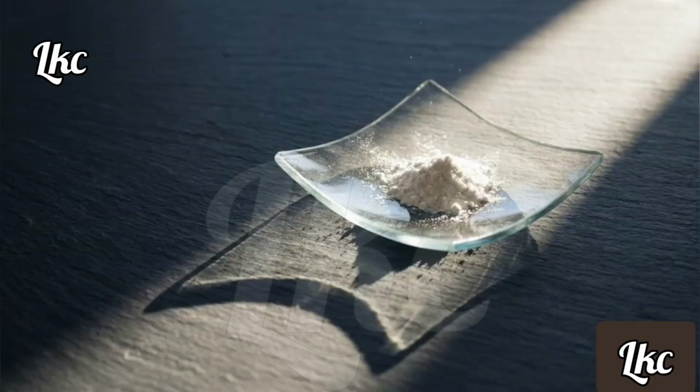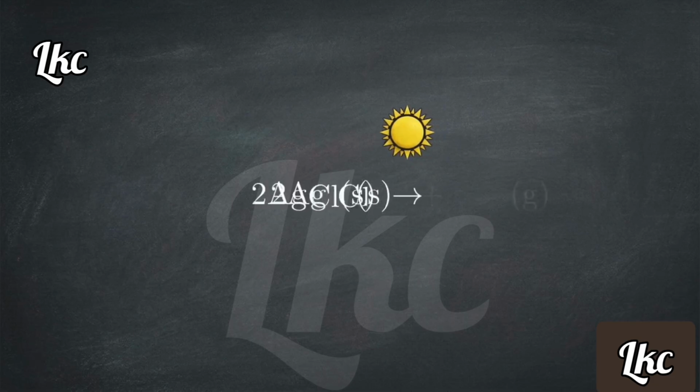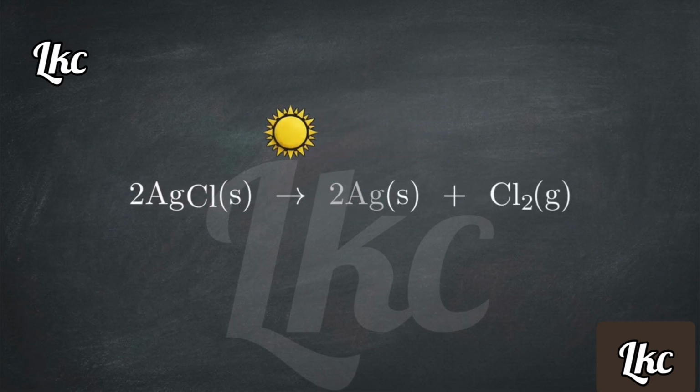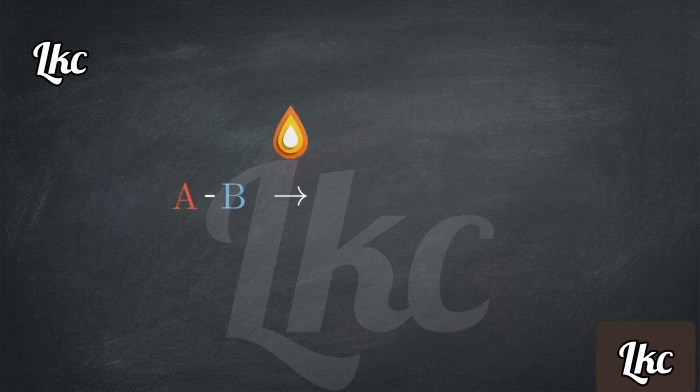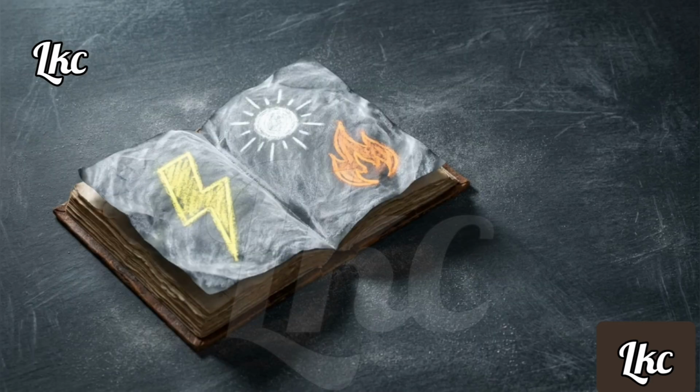A second pathway is photolytic energy, or light. White silver chloride powder will decompose into gray silver metal and chlorine gas simply by being exposed to the sun. The final pathway used to force decomposition is thermal energy, or heat, which is a standard requirement in industrial manufacturing. While decomposition reactions diverge structurally, they share a universal thermodynamic trait. They exact a strict energetic toll that must be paid in electricity, light, or heat.